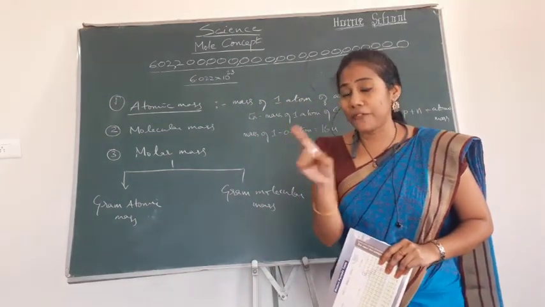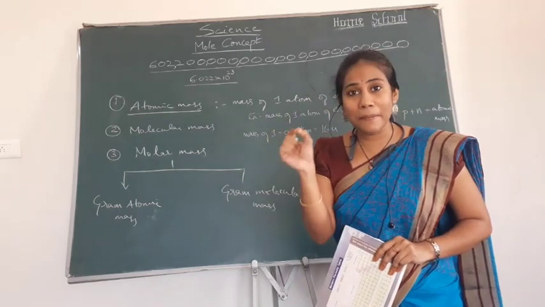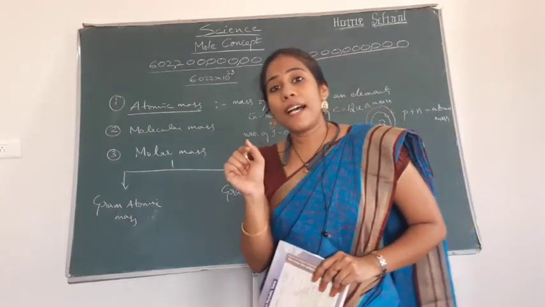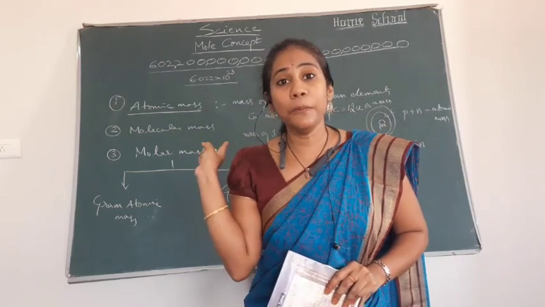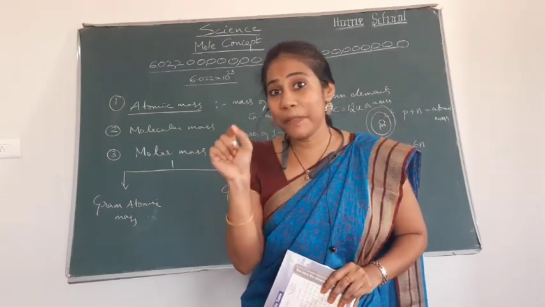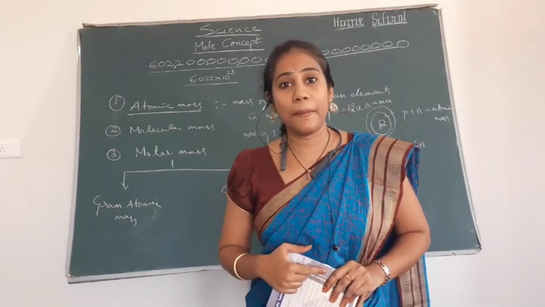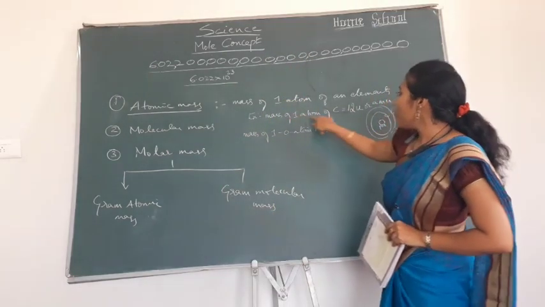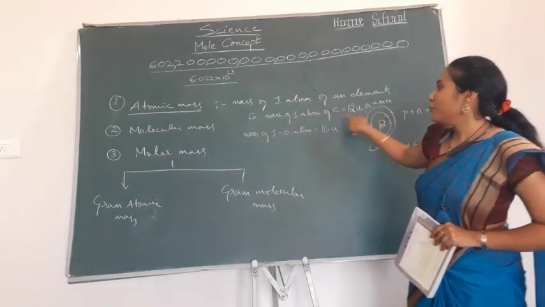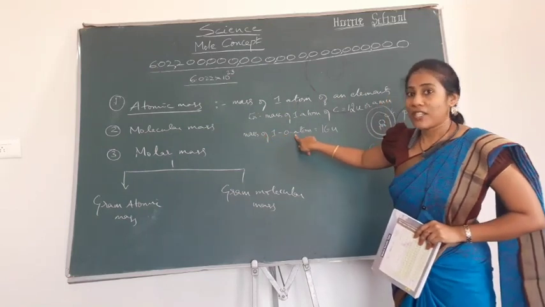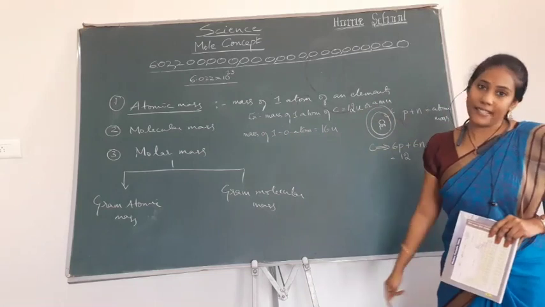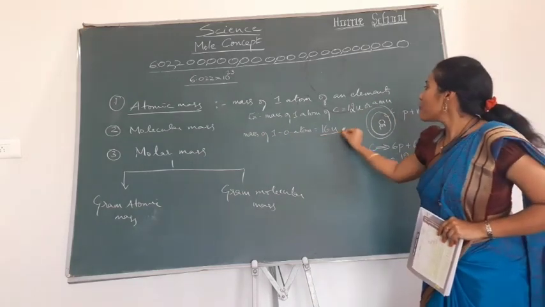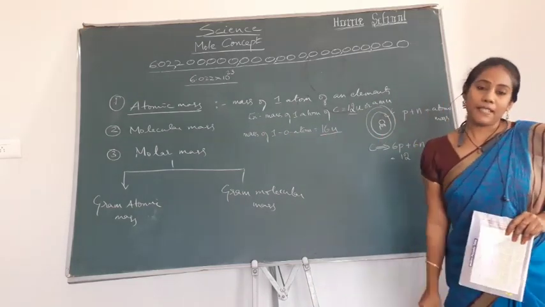But try to know the definition. Always keep in mind that the atomic mass of an element is nothing but the mass of one atom only. One atom's mass we call atomic mass. So the mass of one atom of carbon is 12 U. The atomic mass of oxygen, that is the mass of one oxygen atom, is 16 U. This is what we call atomic mass.